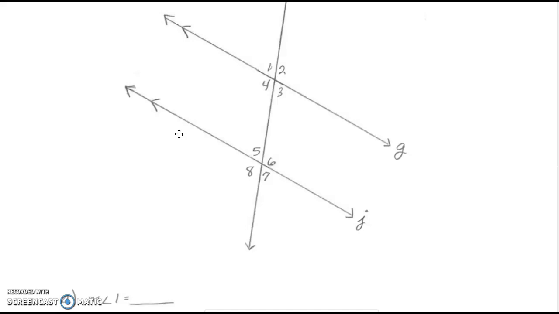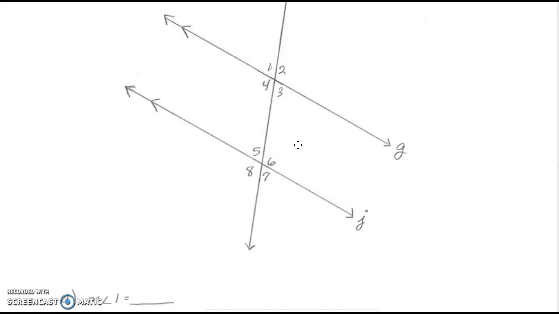You remember corresponding? Who remembers corresponding? Coulter. 1 and 5. 1 and 5 would be an example of corresponding, right? They're on the same side of the transversal and on the same side of the intersecting line. So 1 and 5 would be corresponding. What do you know about the measures of 1 and 5? What do you notice? 1 is 70, 5 is 70. They're equal, correct?